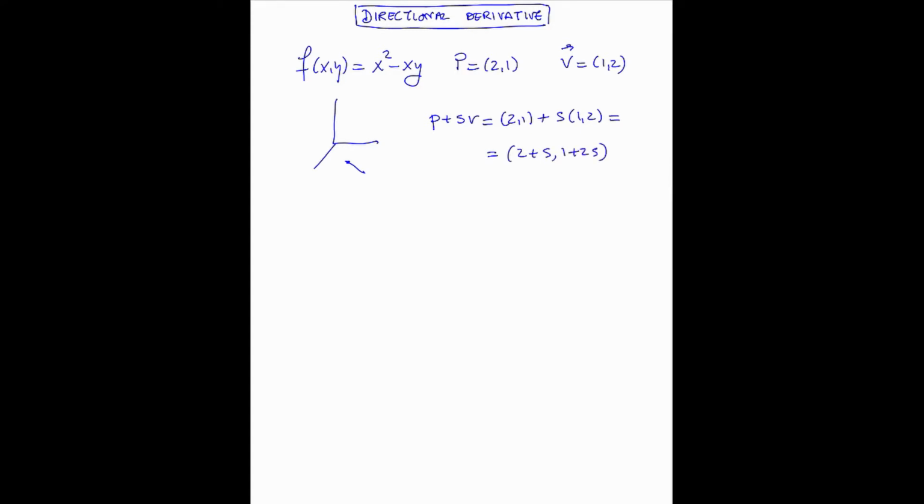So we get a function g that depends on s, equal to f(2 + s, 1 + 2s). It turns out that the directional derivative of f at the point P in the given direction is precisely the derivative of this new function when s equals 0, because for s equals 0 we have the point P. Similarly, the second directional derivative will be equal to the second derivative of the new function g at 0. Let's look at all this with GeoGebra.